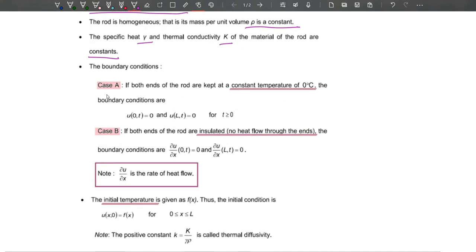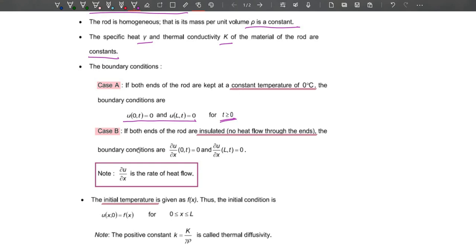Therefore, the boundary conditions for case A, where both ends of the rod are kept at a constant temperature of 0 degrees C, are u(0,t) = 0, because we kept the end temperature at 0, and u(L,t) = 0. That means the ends of the rod are also at 0 degrees, for t greater than or equal to 0. Of course, time should be positive; there is no negative time.